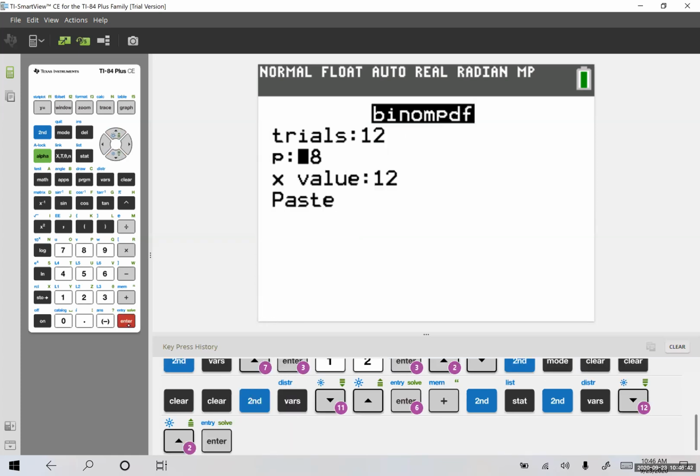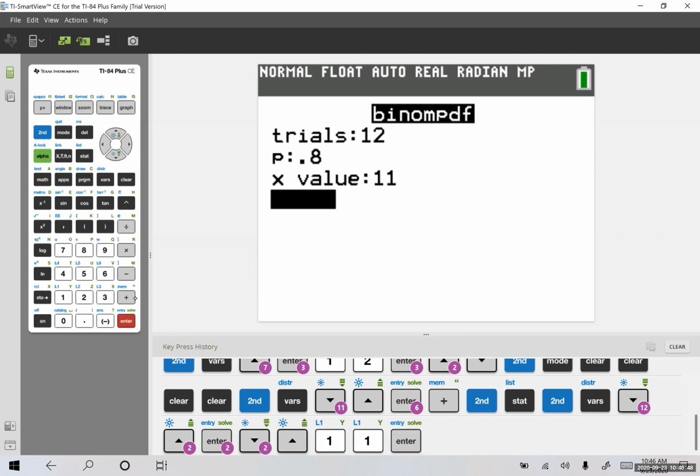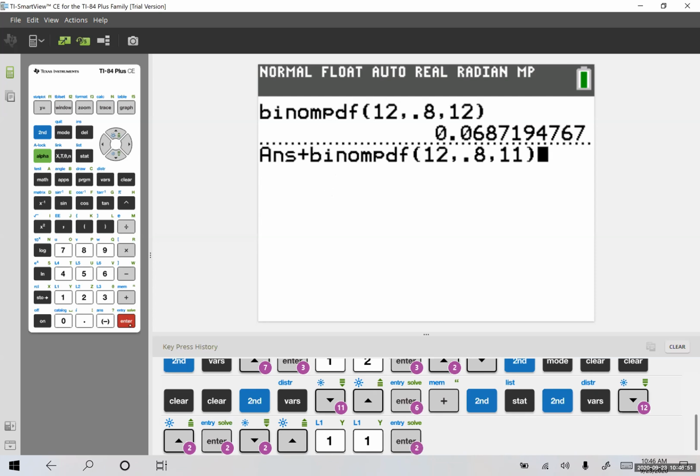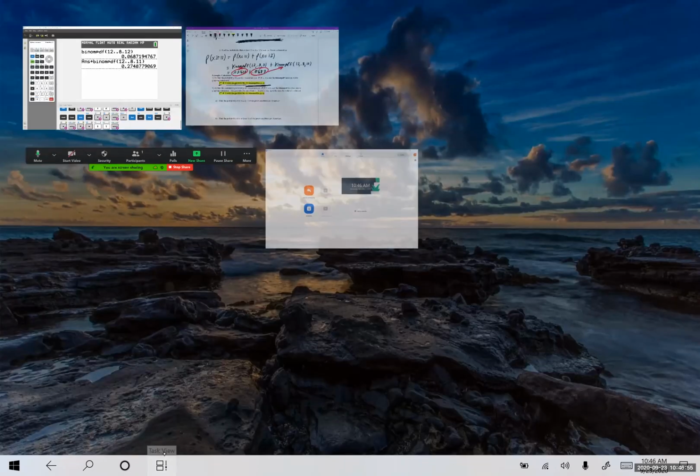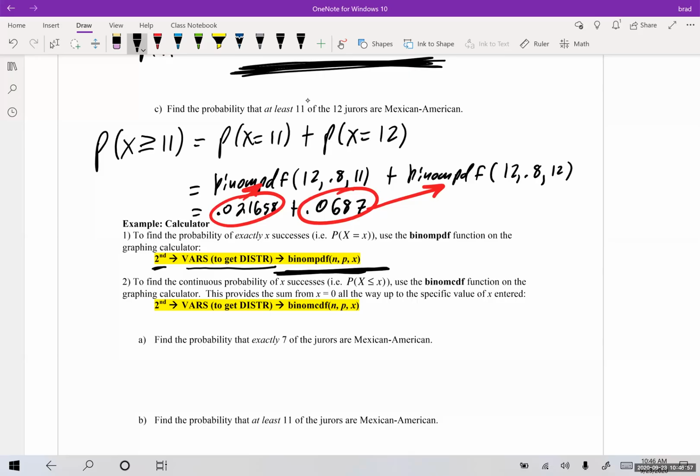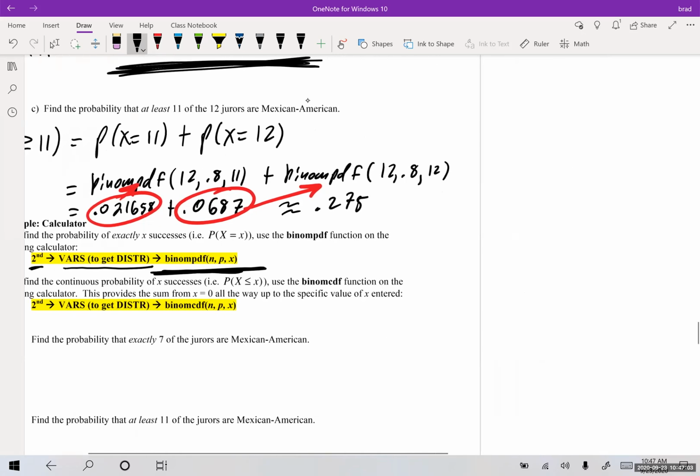I'm going to go binomial PDF, and then I'm going to go down to 11. So it's going to add the 2 up now, and that'll give me the 0.2748. So let's just say 0.275 for now. So this will be approximately equal to 0.275. So that's the probability. Now there is a faster way to do it, okay?